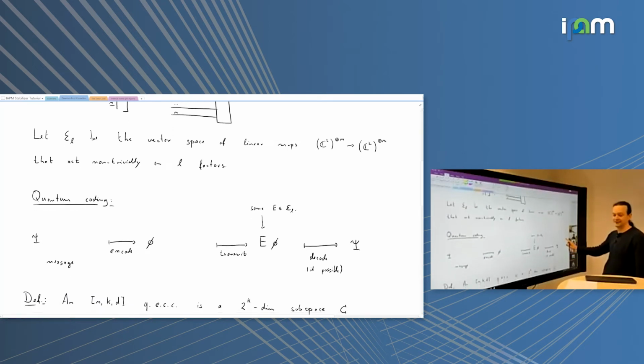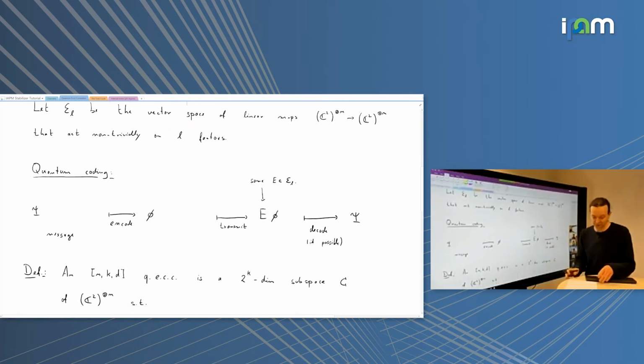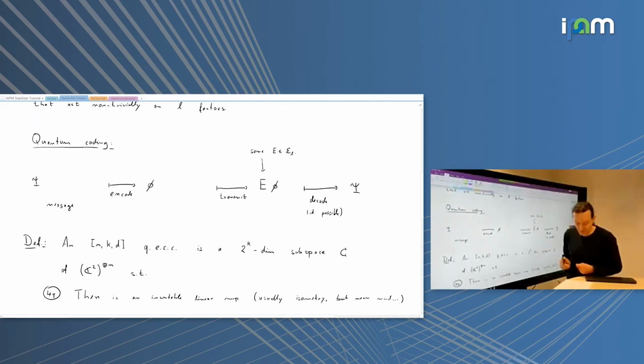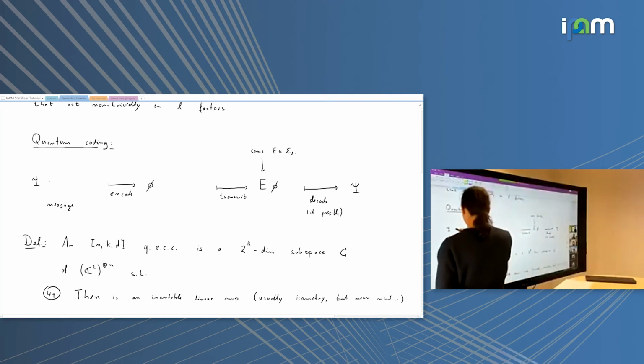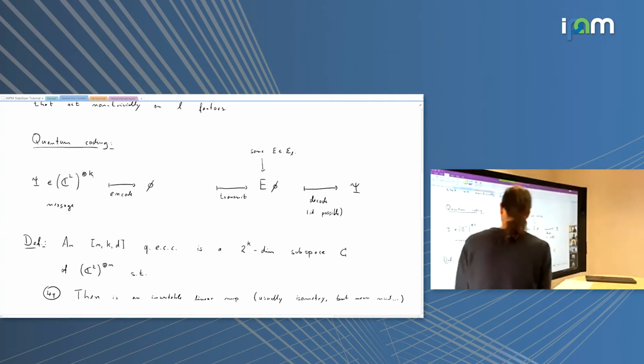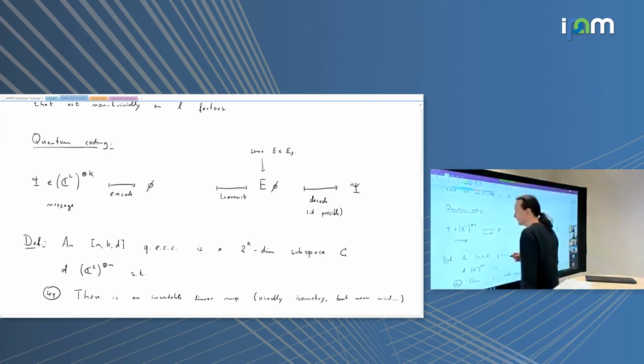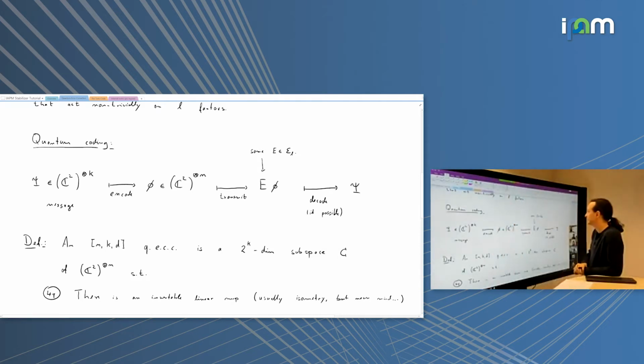Good, now I can define what the quantum coding problem is. So the message is now no longer a k-bit string, but I start with a tensor in C2 to the tensor k. And now I embed it, I encode it, and encoding means I have some linear map that takes psi to some phi, which now lives in C2 to the tensor n. And just as in the classical case, I've now added some redundancy maybe. Yeah, n is bigger than k.